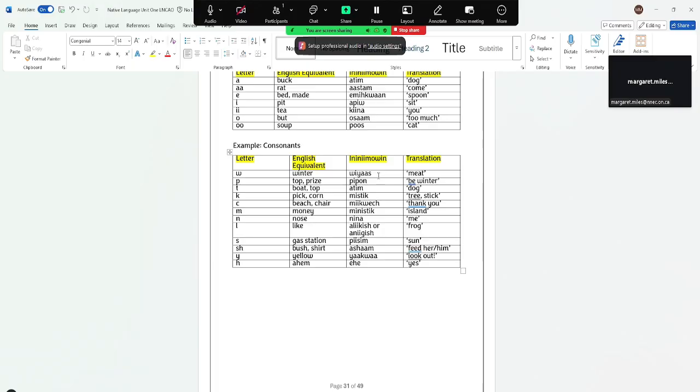The L sound, English equivalent would be the word like. So in the language, Aligish, meaning frog.